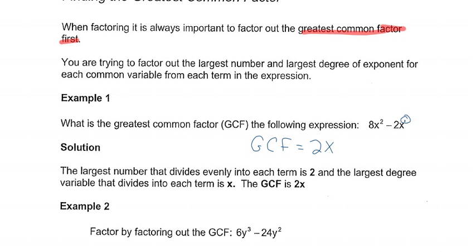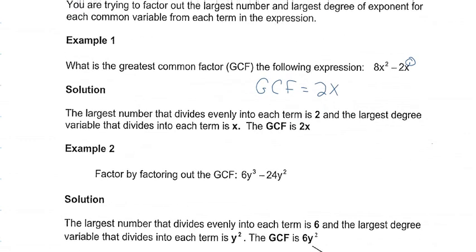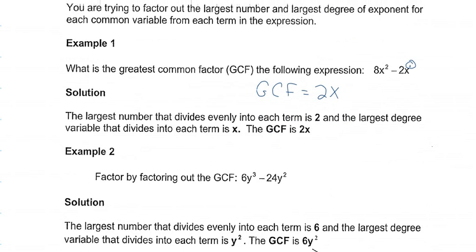So when I do that, how do I factor this? Here's what I do. I write it like this: equals. I put my greatest common factor outside. I open the bracket, and I divide each term by my greatest common factor.